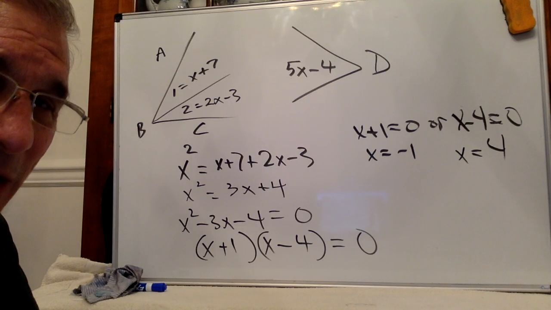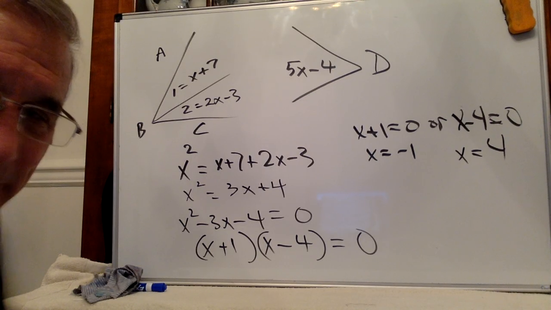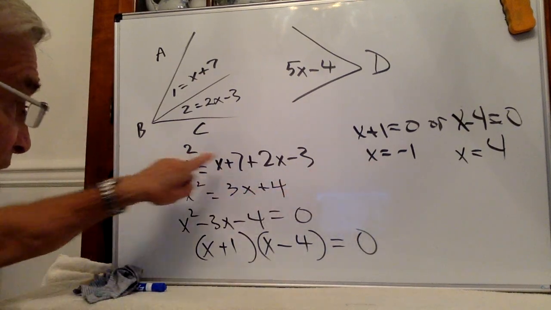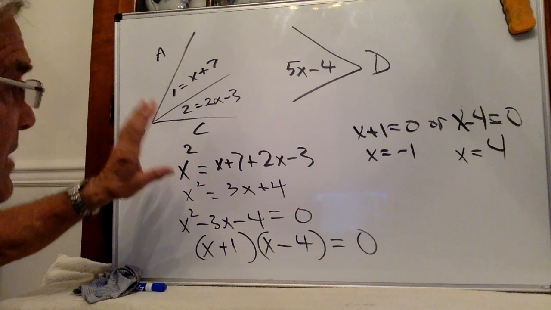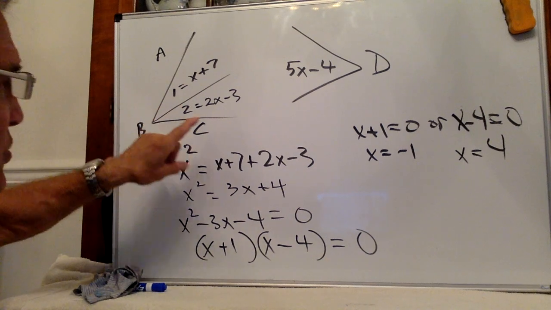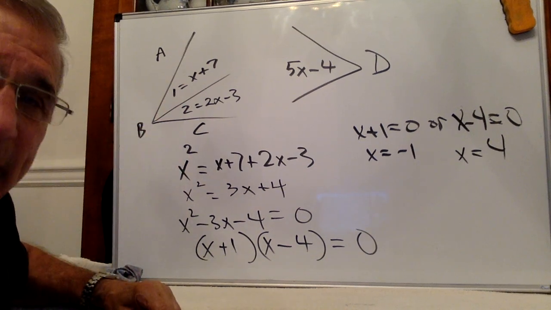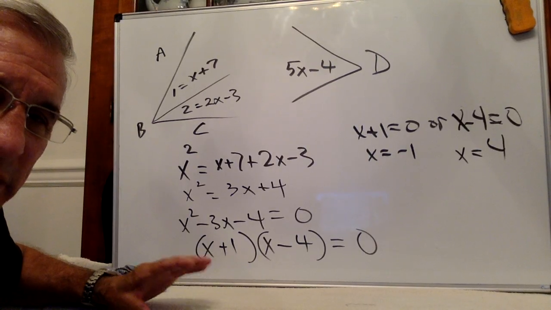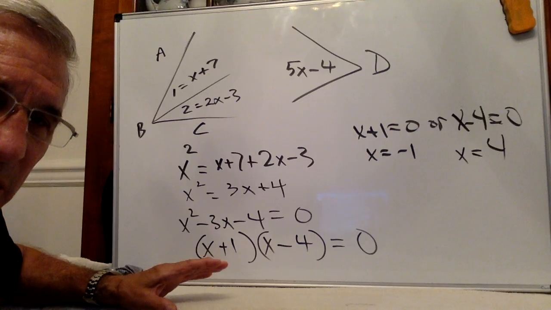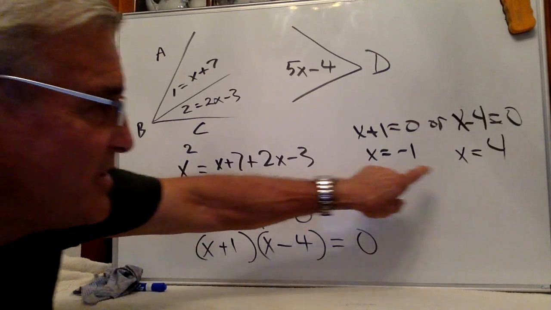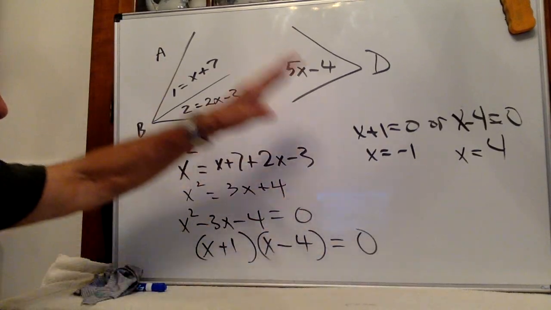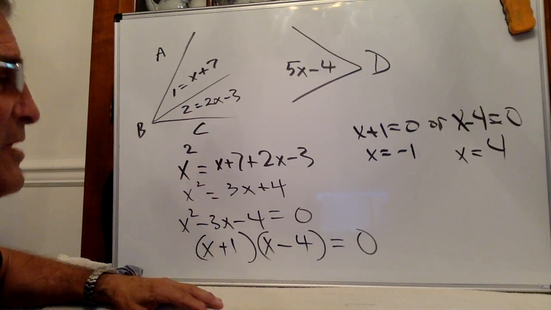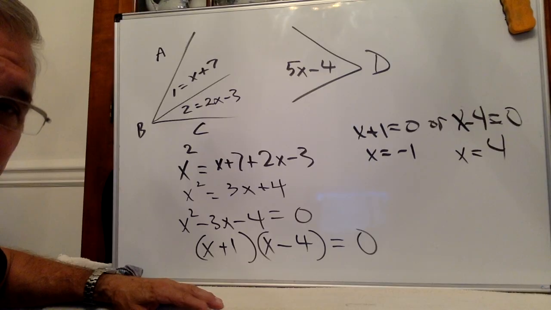Now please don't stop here, and here's why. These are the solutions to this particular equation. But now remember what we're doing here is we're solving for an angle. And I told you we will never talk about negative angles in geometry, only positive angles. Therefore, you have to take these values for x and plug them in to make sure that when you plug them in, your angle is positive.